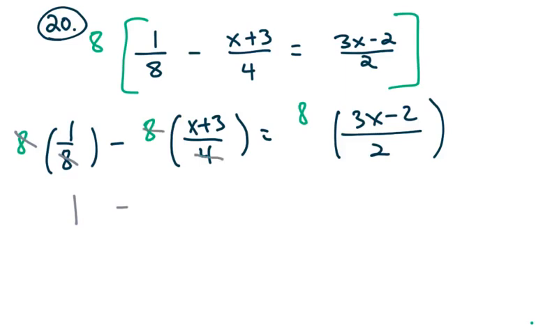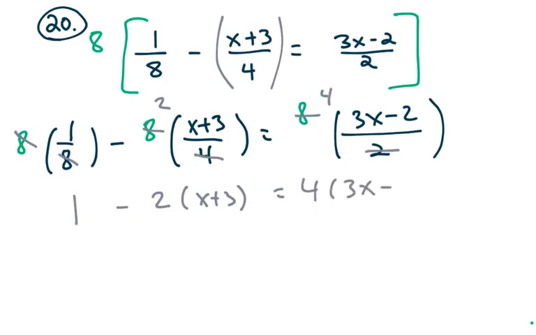Here, 8 divided by 4 is 2, so I'm left with 2 times the quantity x plus 3. Yes, this has to be a quantity. These divide out and we're left with 4 times 3x minus 2. Then I'm going to distribute the negative 2 into all of these, so I'll get negative 2x minus 6, and here we have the 1, and here I'll distribute and get 12x minus 8.